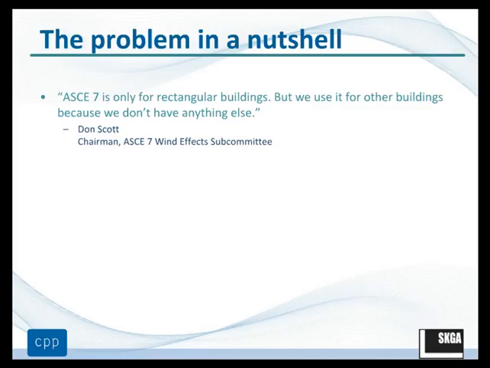I assume that you all know what the problem is with ASCE 7 in connection with this seminar, and I couldn't find a better nutshell statement about this when I asked Mr. Don Scott, the chairman of the ASCE 7 Wind Effects Subcommittee. "It's only for rectangular buildings, but we use it for other buildings because we don't have anything else."